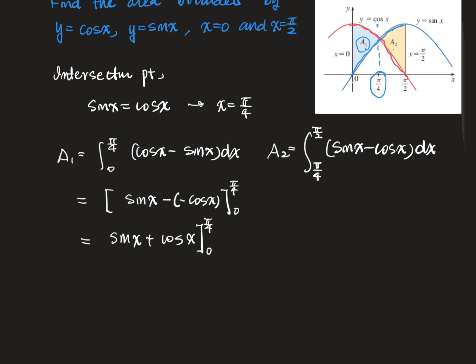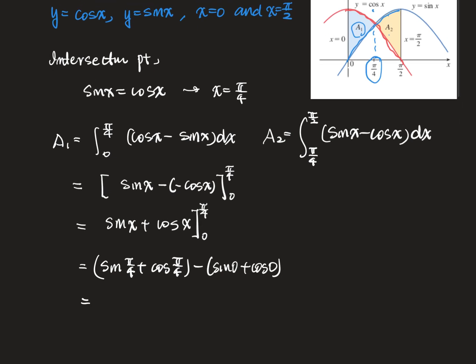What do we get plugging in pi over 4? Sine pi over 4 plus cosine pi over 4, minus sine 0 plus cosine 0. Hopefully you remember all the trigonometry values. This one is square root of 2 over 2 plus square root 2 over 2, minus sine 0, which is 0, plus cosine 0, which is 1. So that's it. This one is square root 2 minus 1. That's how you find A1. What is A2?